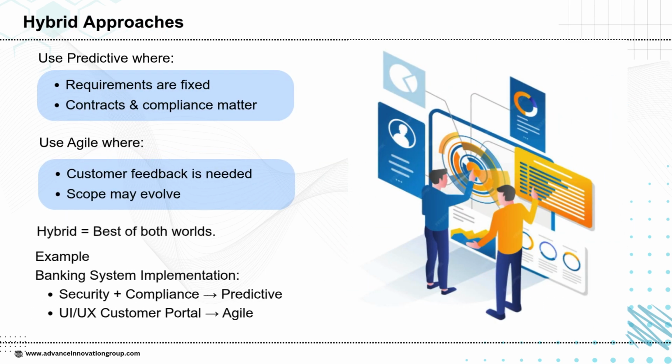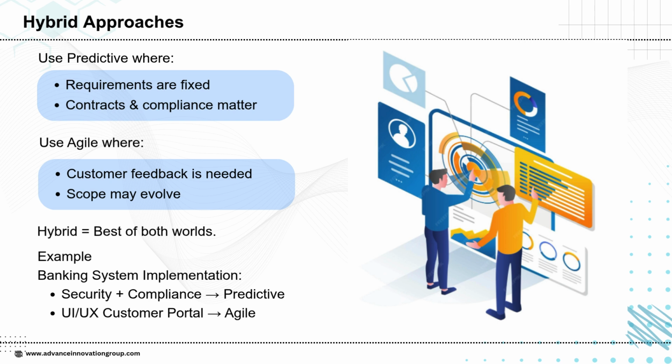Hybrid combines predictive plus agile to get the best of both worlds. Use predictive when requirements are stable and compliance or contracts are critical. Use agile when customer feedback is important and scope may change. Hybrid allows structured planning plus flexibility. Example: in a banking system, the security compliance part uses predictive, while the UI/UX customer portal uses agile.